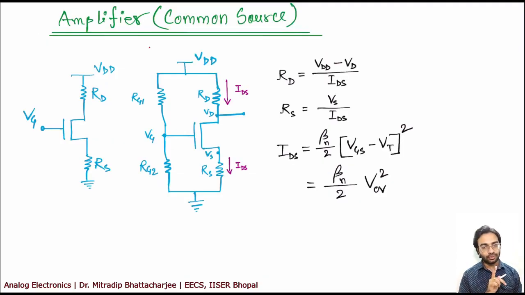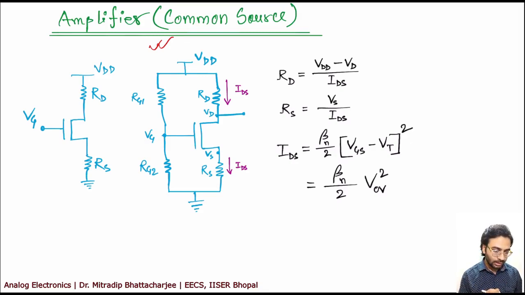Similarly to what I have shown in BJT, you have a similar biasing in the case of MOSFET as well. Everything is the same, you just replace the BJT with MOSFET. Now in this kind of biasing, you have RG1 and RG2. Previously it was RB1 and RB2.